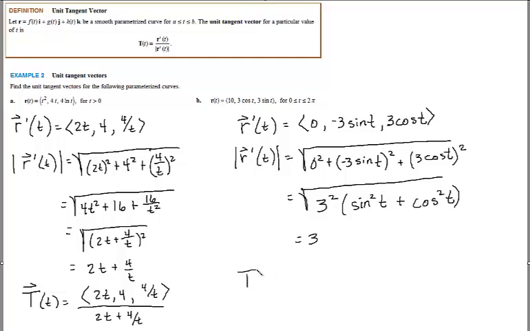So now my unit tangent vector actually is just the 0 divided by 3, which is just 0, negative sine t when I divide by 3, and cosine t when I divide by 3. Very pretty.